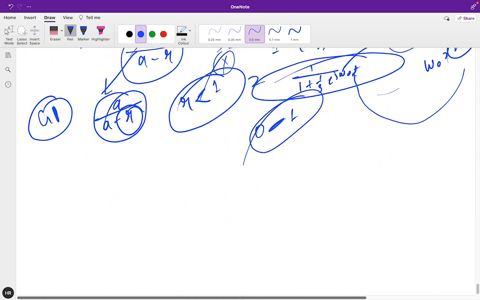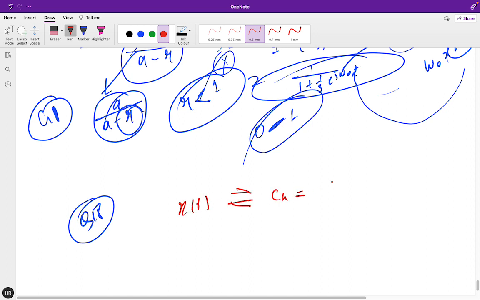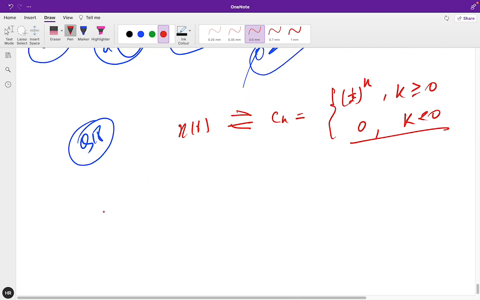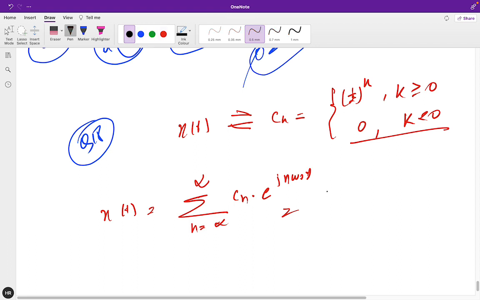Same question repeated. Question number 18, workbook. They have given x of t, with c of k equal to 1 by 2 to the power k for k greater than or equal to 0, and 0 for k lesser than 0. You have a formula, so substitute in that formula and get the result. x of t is summation n equals minus infinity to plus infinity c of n e power j n omega naught t. Because we have zero values, it will run from 0 to infinity.